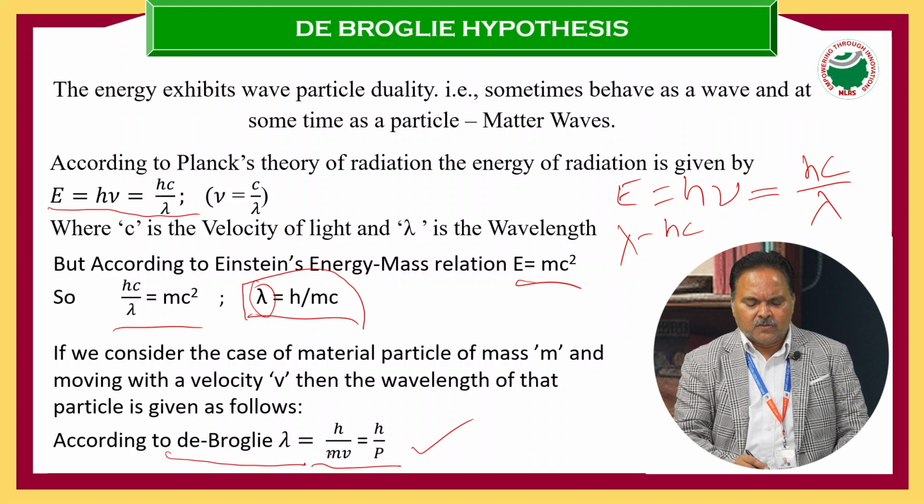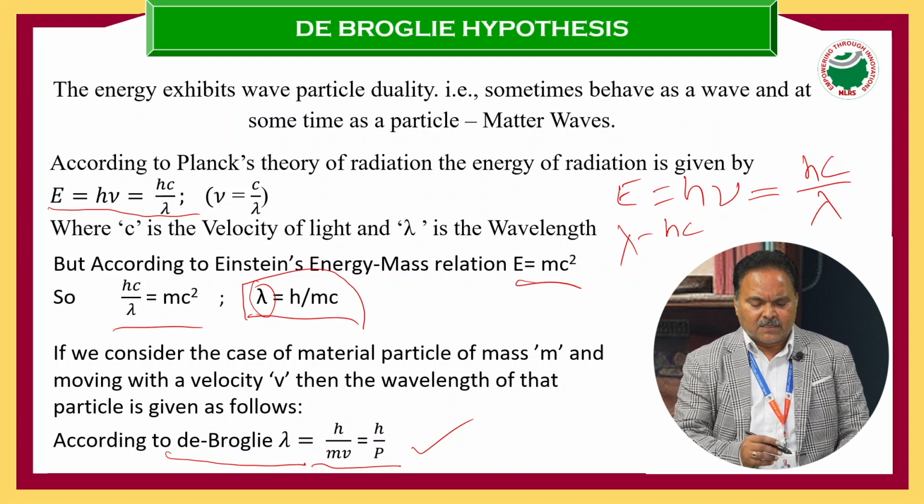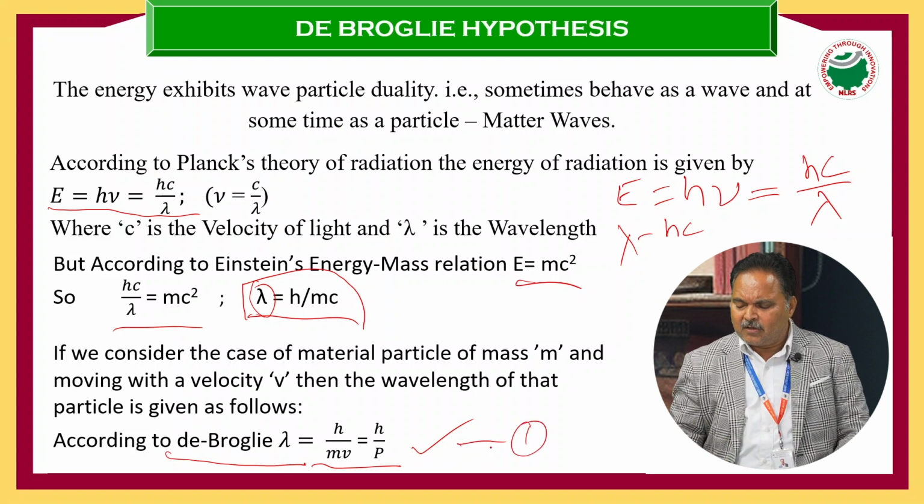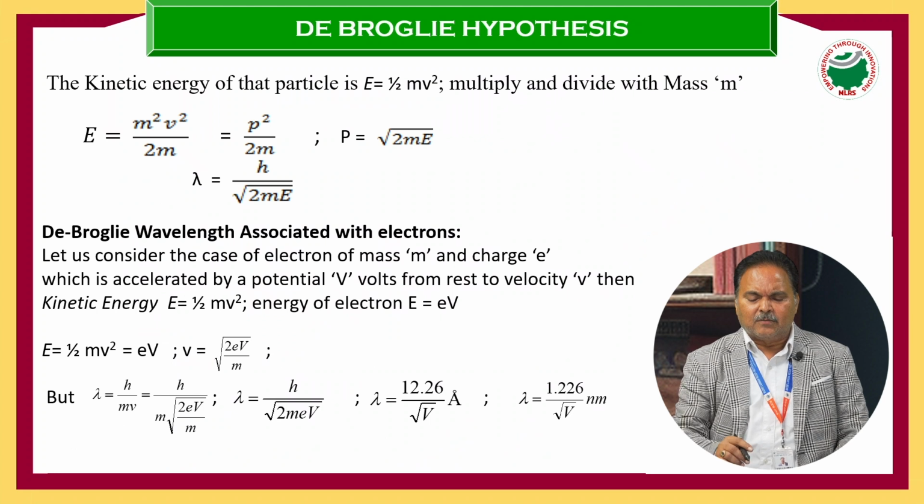It will be useful for all the applications of quantum mechanics. This is the de Broglie equation, which we can call equation 1. Then there is another equation he derived, in terms of energy, because the particle is moving with velocity v.